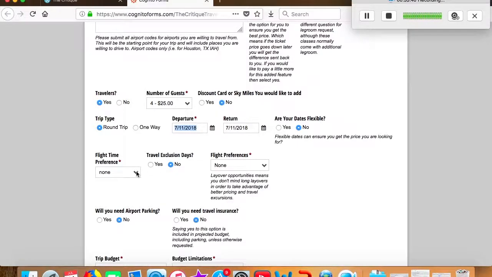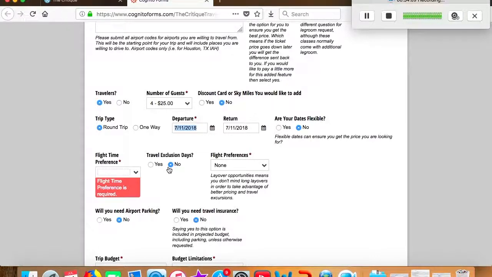So, flight time preferences, AM or PM. If there's a particular time you need to be there, lots of times this is only going to matter if you're going for a specific event. But there may also be a certain time you prefer to travel, because you might be planning on traveling by train, and with a train schedule, a lot of times you have to plan based on when you can be there on that same day. So you get to choose your flight time preference.